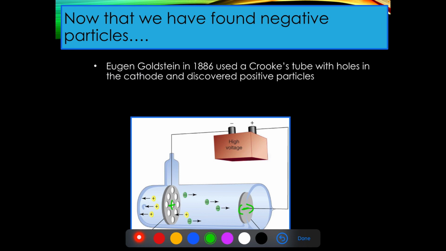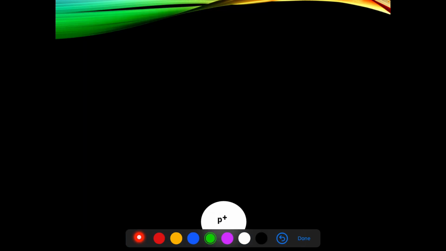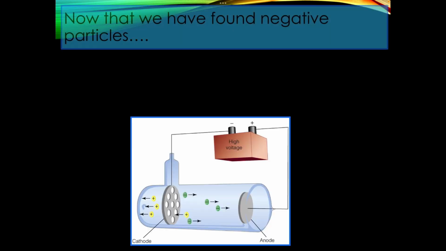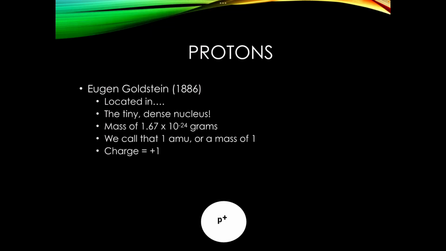So he took hydrogen atoms, charged them, shot them through that tube, and he was looking at how that hydrogen atom kind of broke apart. He saw that some of the negative charges were moving in opposite directions from these other things that must be positively charged. So he took this data and he came up with this understanding of atoms, or of protons. So for our protons, we're going to have a similar breakdown.